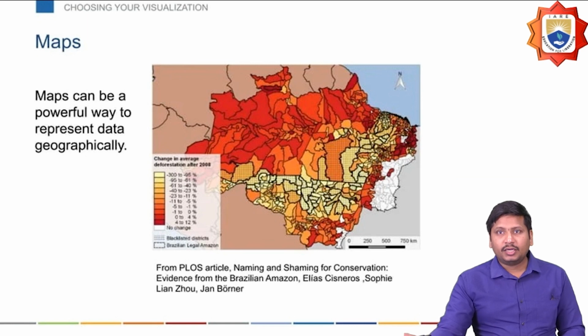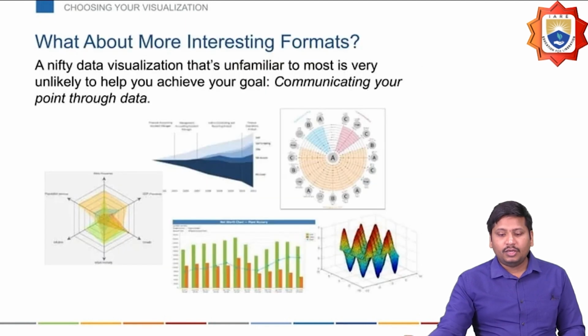And maps are another powerful way of representing data geographically. What is more interesting about these formats is that nifty data visualizations may be unfamiliar to most, but they are very unlikely to fail to achieve the goal of communicating your point with the data. These are some of the different types of visualizations, such as multiple bar, 3D, and pictogram, like this.